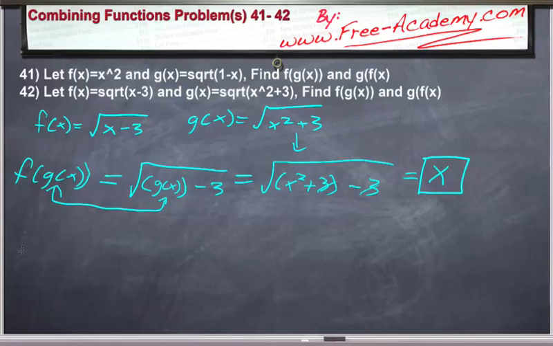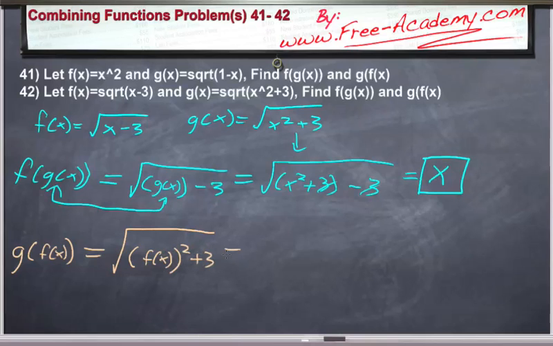And let's do pretty much the exact same thing to find g of f of x. Start off by writing the equation of g of x, replacing x with f of x. Next step, you put in the value for f of x, square root of x minus 3, squared, plus 3. And once you've done that, you've gotten the answer.